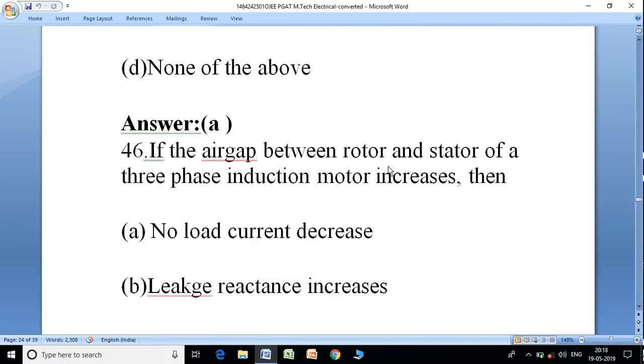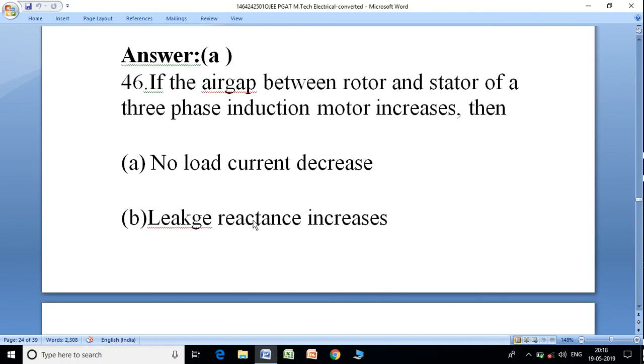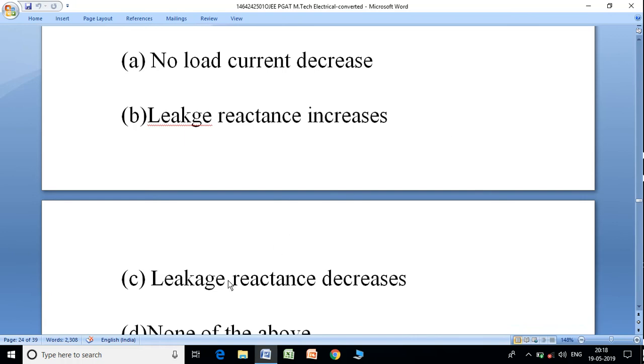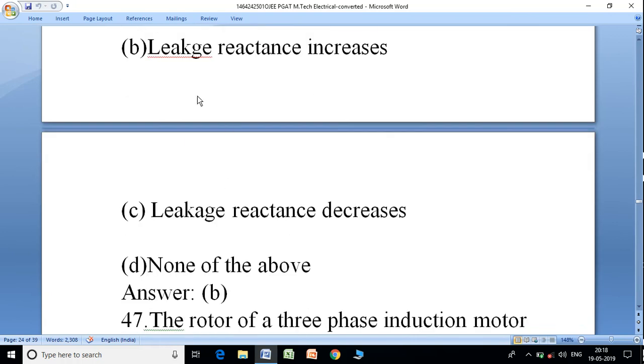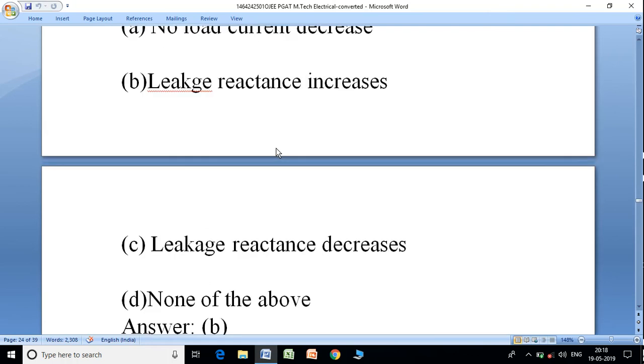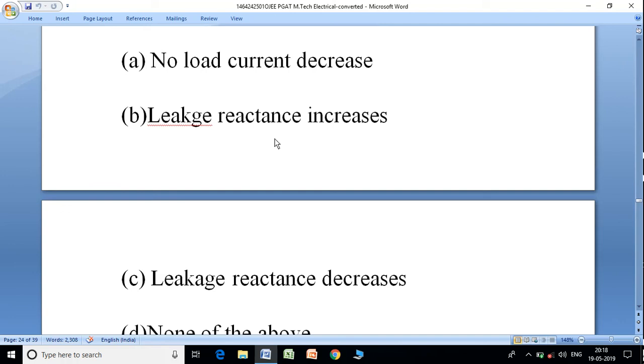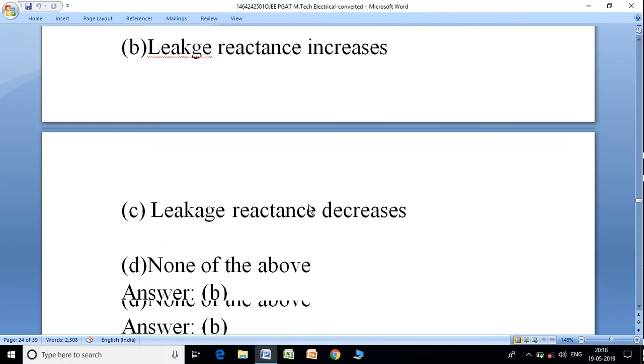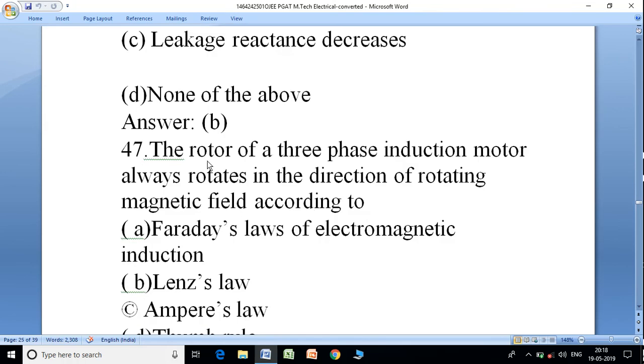If the air gap between rotor and stator of three-phase induction motor increases, then no load current decreases, leakage reactance decreases. So answer is leakage reactance increases, because when air gap increases, it opposes the magnetic flux because reluctance of air gap is high, therefore leakage reactance increases.